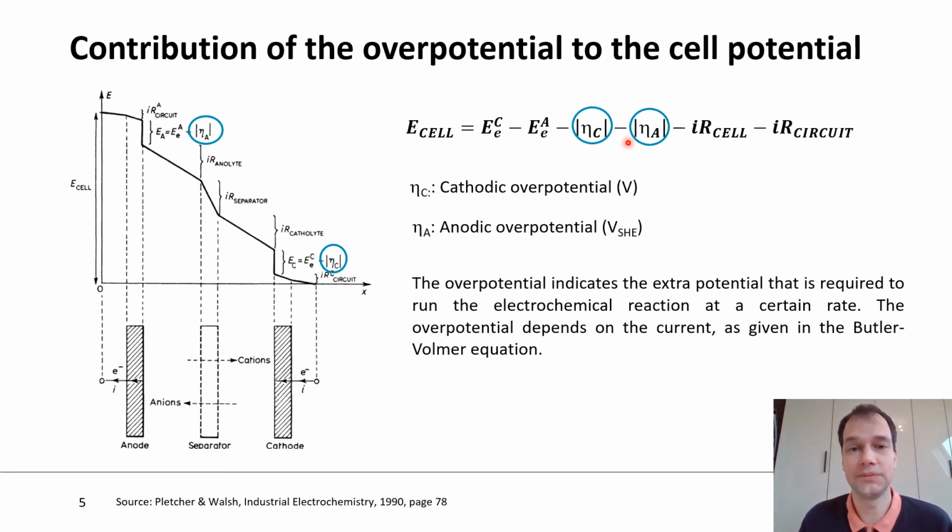As we discussed already before, the cell potential is a very important key performance indicator. So if something influences the cell potential, it is relevant. Now, what is important to note here is that the overpotential has this current density dependence. So you cannot say for a certain process it has this and this overpotential. You should always say it has this and this overpotential at this current density.